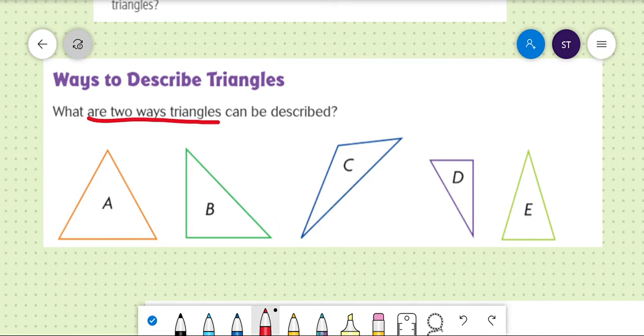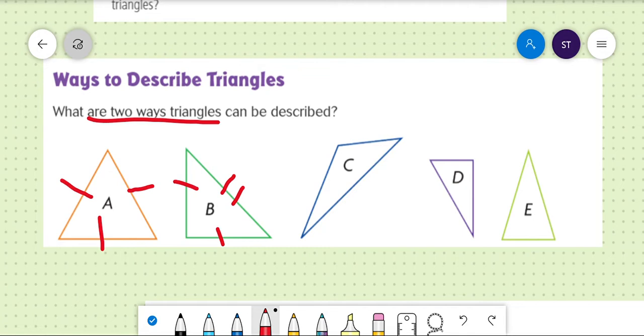For example, in triangle A, this side, and this side are all of equal length. So I can say that that triangle has all equal sides, or it's equilateral. The next triangle, in triangle B, this side and that side is the same, but this side is not. It's longer. So I can say that triangle B has two sides that are the same.